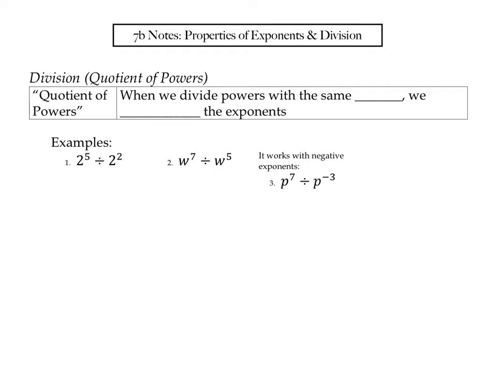So last class we talked about properties of exponents with multiplication. When we multiplied exponents, we were adding. Today we're going to talk about more properties of exponents, but this time it's with division. So what happens when we divide? Before with multiplication, we added. So with division, we're going to subtract. We divide powers with the same base, we have to subtract the exponents, okay?